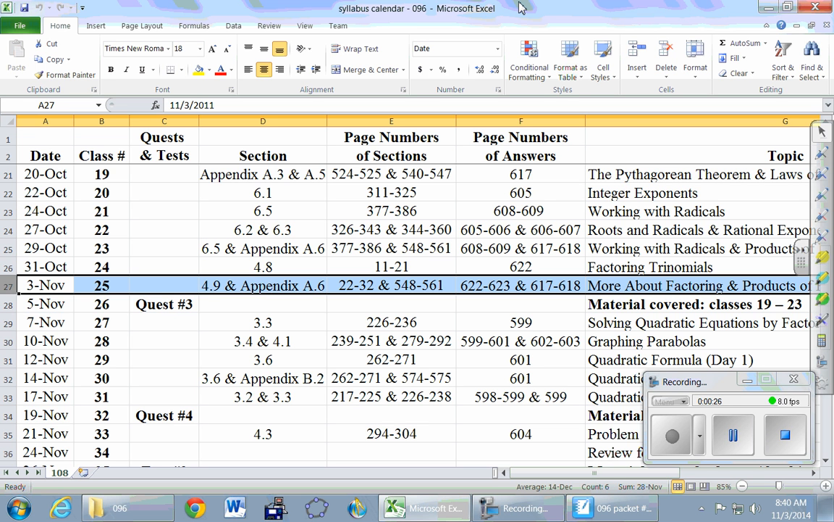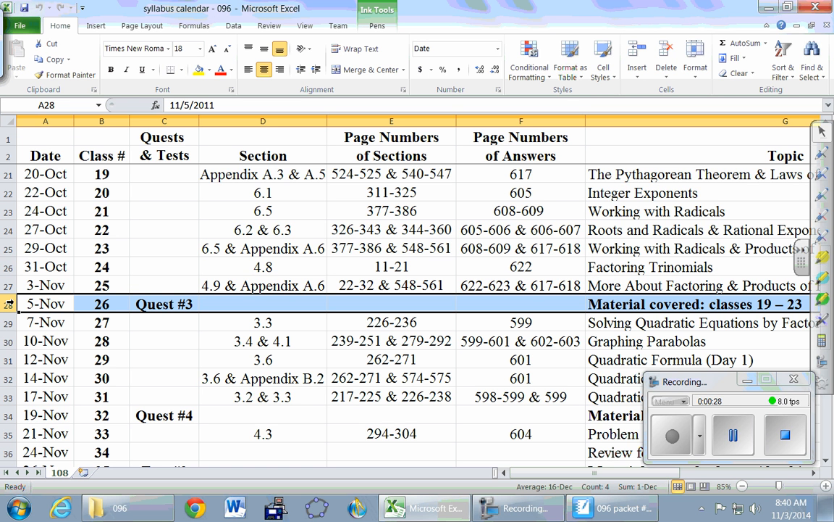And coming up, very important date for us is this coming Wednesday. Quest number 3 out of 5 is coming up on Wednesday. Again, the material that we covered today is not on the quest, and neither is the material we covered on Friday. So the material is only on classes 19 to 23.